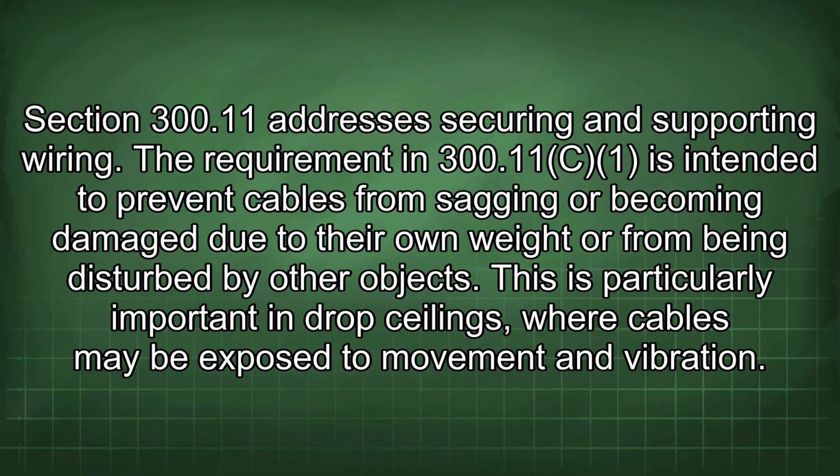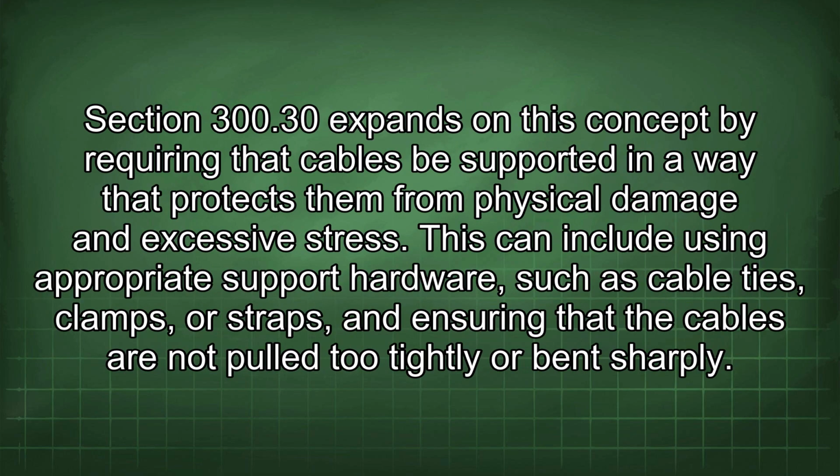This is particularly important in drop ceilings where cables may be exposed to movement and vibration. Section 300.30 expands on this concept by requiring that cables be supported in a way that protects them from physical damage and excessive stress. This can include using appropriate support hardware, such as cable ties, clamps, or straps, and ensuring that the cables are not pulled too tightly or bent sharply.